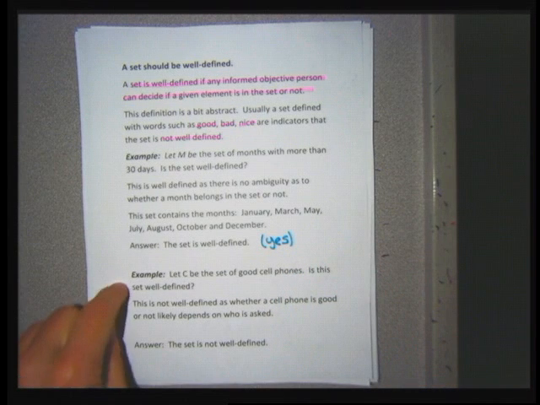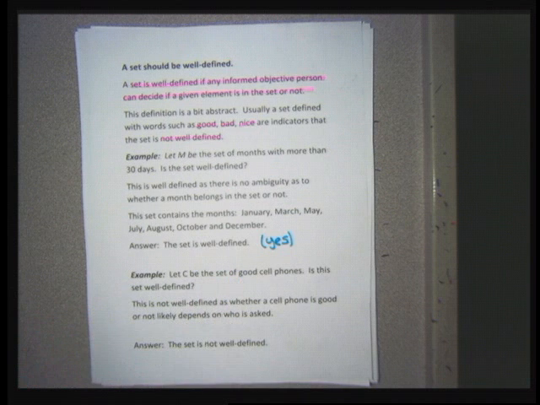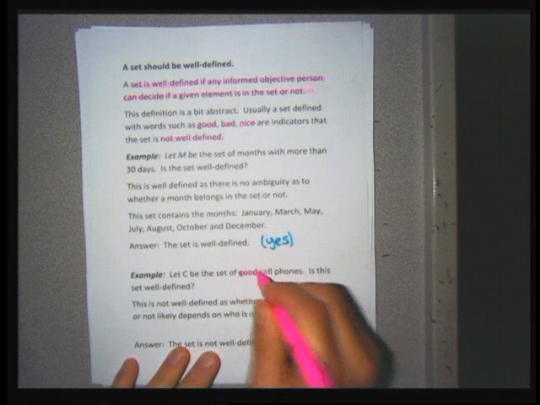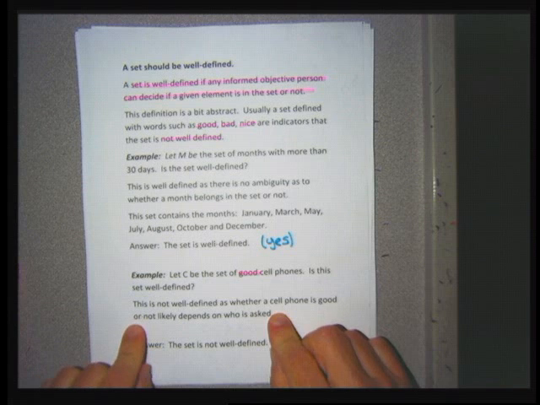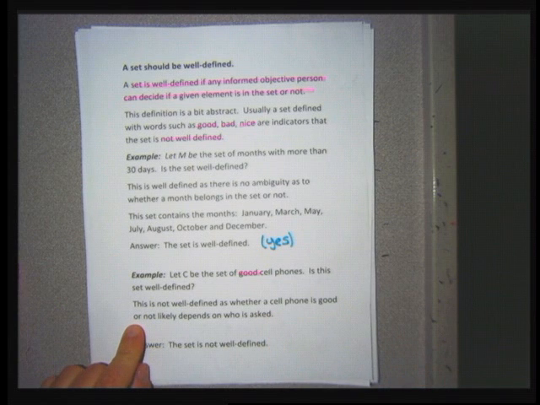So the next example I have is, let the set be the set of good cell phones, and that word good probably makes this not well-defined, because if you asked me if an iPhone is good, I'd say it's a good phone because that's what I have. I have an iPhone 5. Somebody that has an iPhone 6 or whatever comes out after might say my phone is junk because its camera isn't that good. Or somebody that prefers Samsungs might say my iPhone's not a good phone, because whether a phone is good or not is a matter of opinion.